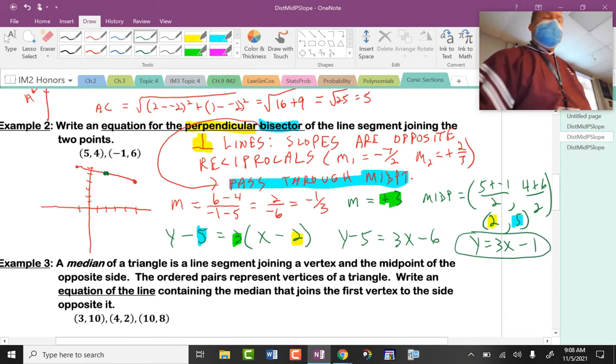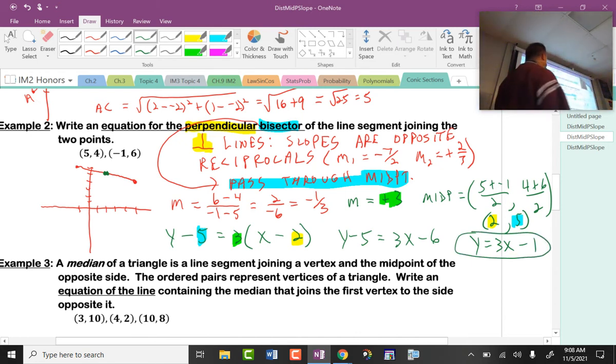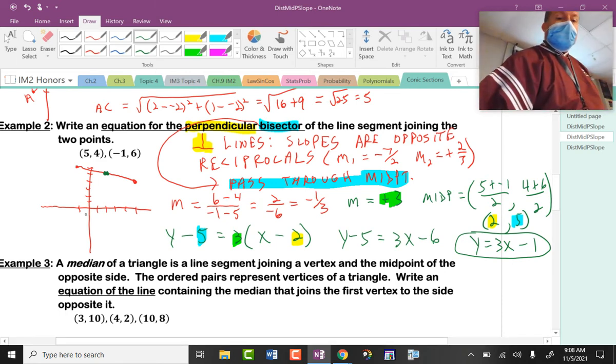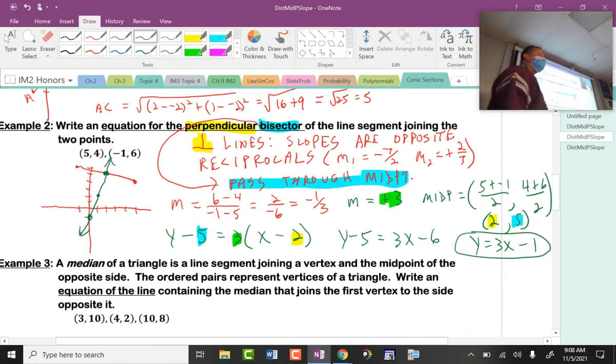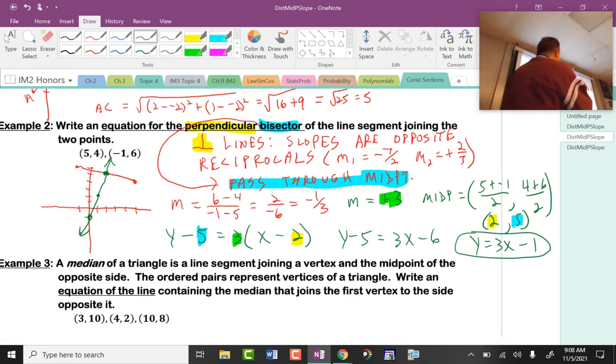And then I'm going to go ahead and graph this just to make sense out of this and show you how this does actually look like it makes a right angle. Slope, intercept. Intercept is -1. Rise 3, run 1. And then rise 3, run 1. We hit that midpoint. And then when I graph that, that looks like it makes a right angle with that red line. So therefore, it does seem to make sense that that's the line that is the perpendicular bisector of the segment. Okay?